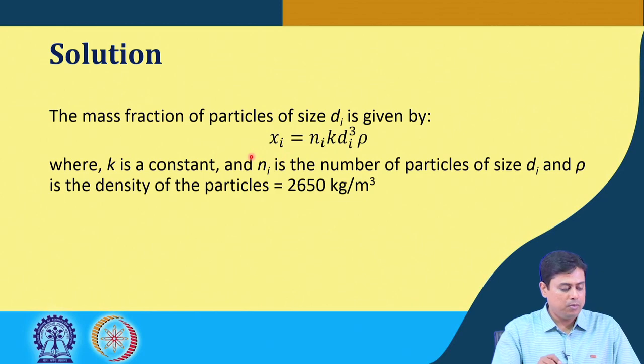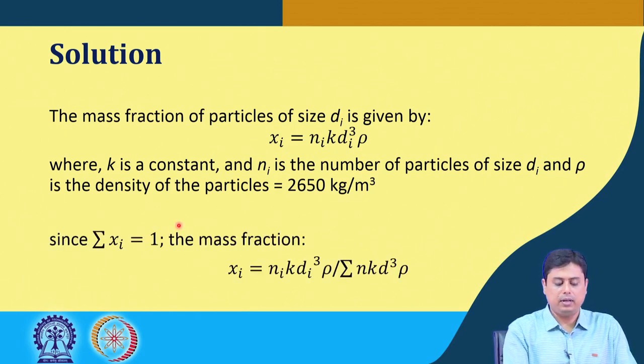Okay. And now the summation of xi has to be conserved, that is 1. So, the mass fraction we can write in this way, that this is the individual component, okay, and this is the overall sample parameters, okay, which is the summation of ni, k and d multiplied by the rho.